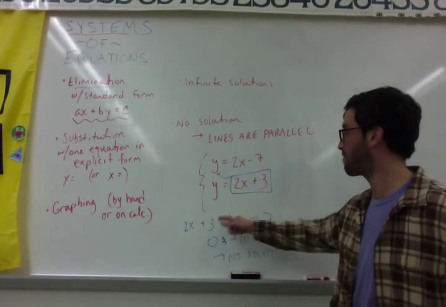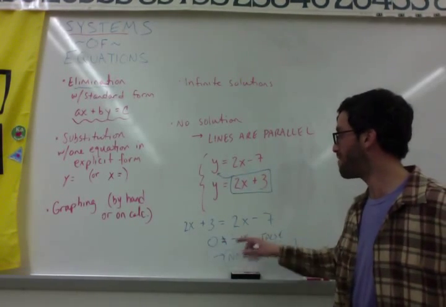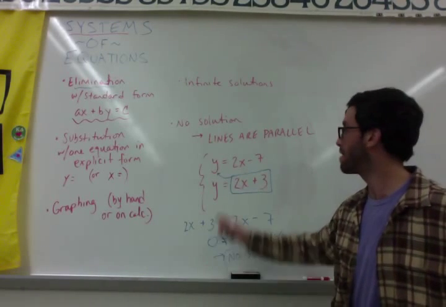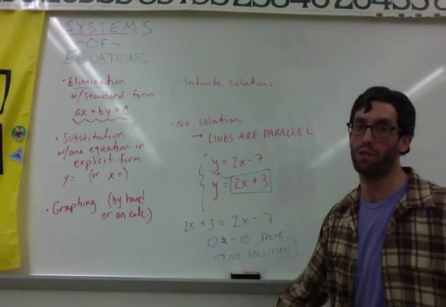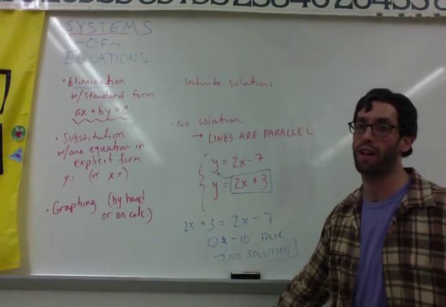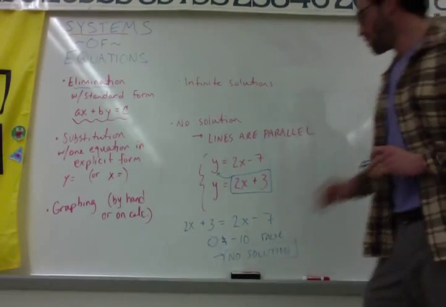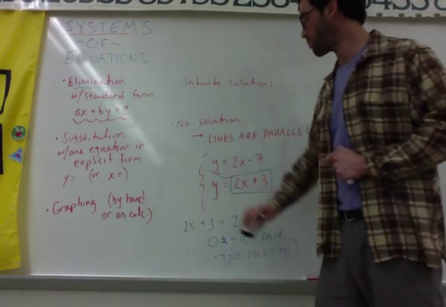The variables disappear, the variables are gone, and you get a false statement. That's when you know there's no solution. So you might then go back and say, oh yeah, the lines were parallel. Of course there's going to be no solution. That's the only time there'll be no solution, guys, when the lines are parallel, okay? So that is an instance where there's no solution.